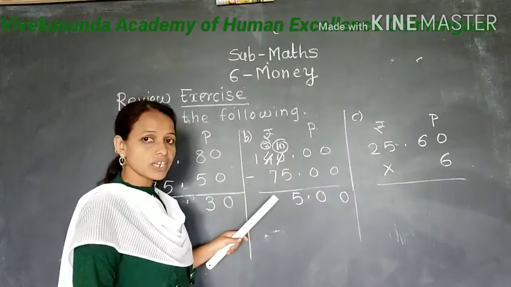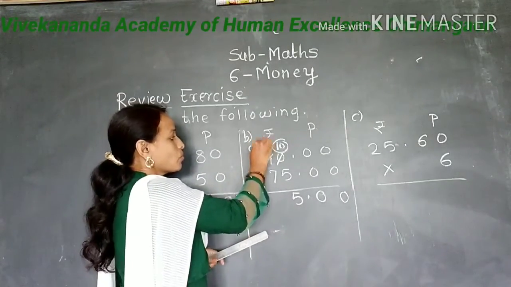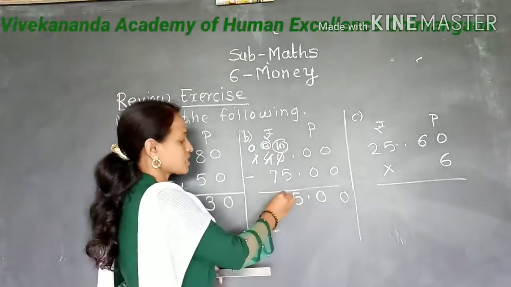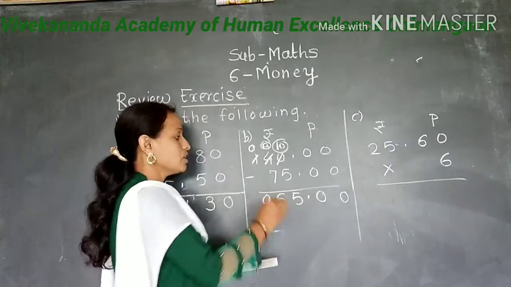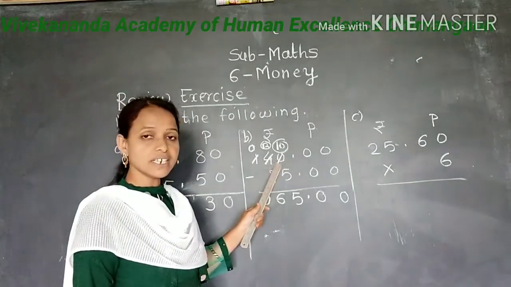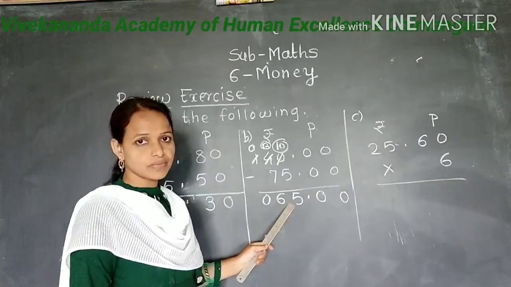Now from 3 we cannot subtract 7. So we have to borrow. So here this 3 becomes 13. 13 minus 7, 6 and 0 here. So here we subtract 75 rupees from 140 rupees. We get here answer 65 rupees.